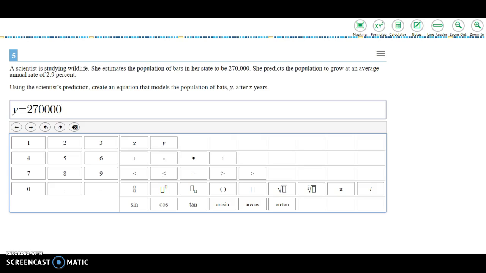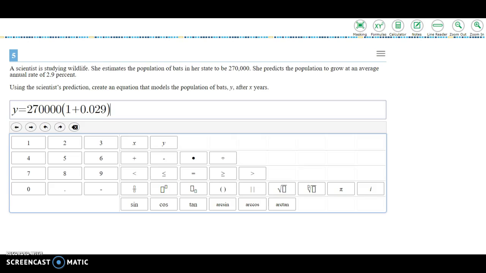So in parentheses, you've probably been taught to do 1 plus. That represents we have 100% plus 2.9% more. 2.9% is represented by 0.029. If you put 0.29, that is 29%, and we all do not want bats growing at a 29% rate.